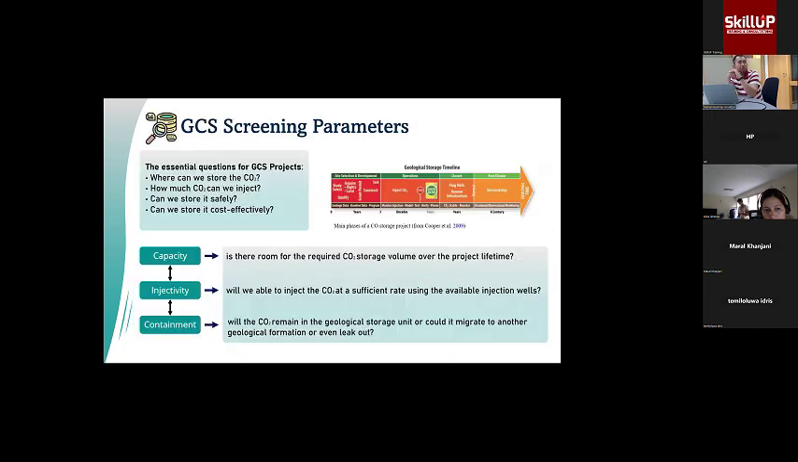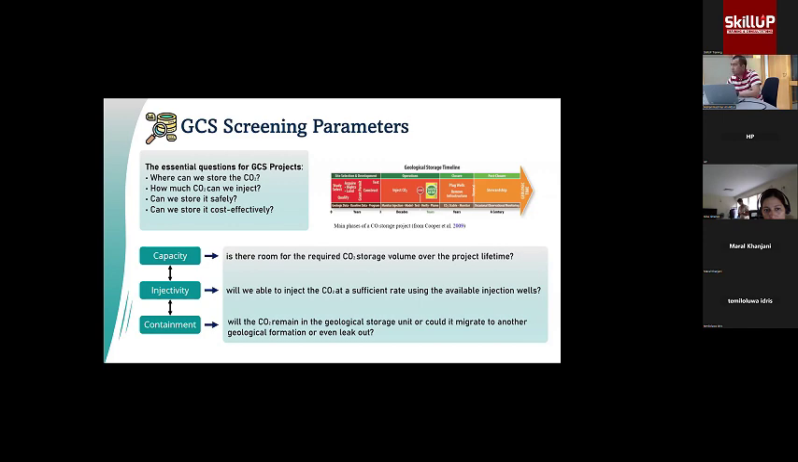So we need to do some screening. The most important question when we do geological storage is where we can store the CO2. Once we have the location, we have to calculate how much CO2 can be injected. After we understand how much CO2 can be stored and where it can be located, can we store it safely? This is another question. We try to store the CO2 forever, meaning we are not producing it back, except if there is some utilization, which means there will be a cycle.